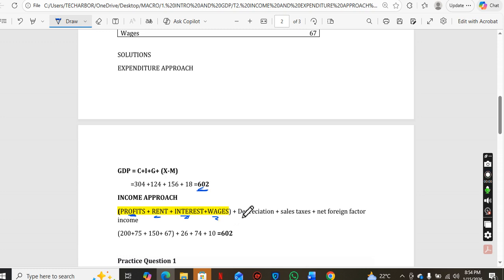Then we need to add depreciation and our sales taxes plus our net foreign factor income. The net foreign factor income is basically the difference between the money that is earned by Zambian citizens and businesses abroad versus the money that is earned by foreign citizens and businesses within Zambia. This can include salaries. This can also include profits.